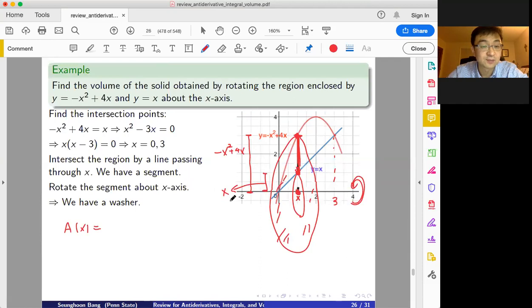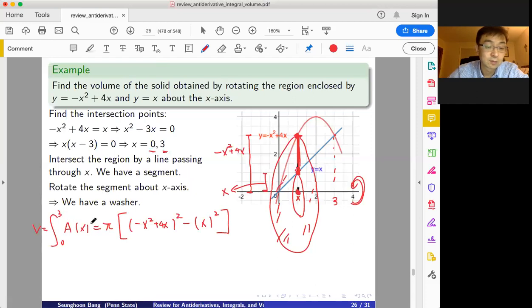Here y equals x. So what's that? Pi times the outer radius, negative x squared plus 4x, squared, minus the inner radius, x, squared. Next, take the integral. What's the volume? Volume is the integral from 0 to 3, dx. So that's it. You can expand it and solve. This is the whole idea for solving this problem.